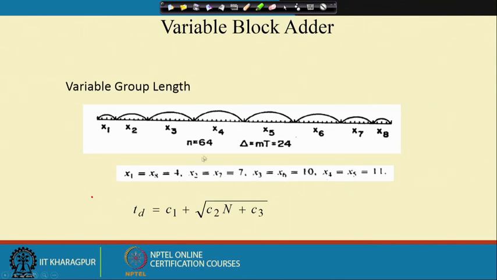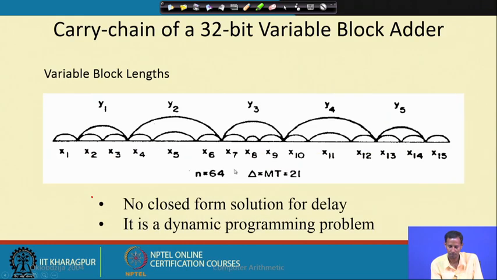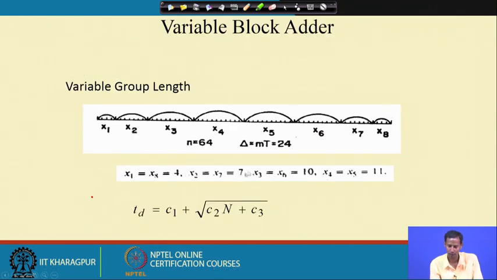If you just see here, n equals 64, and for x1 and x2 they are being selected as 4, and for x2 and x7 they are being selected as 7, x3 and x6 they are 10, and for x5, which is the middle, that is x4 and x5, that is selected as 11.